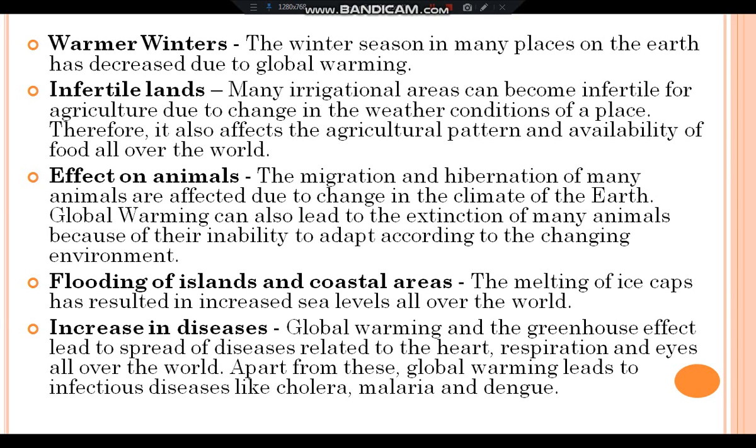Effect on animals. The migration and hibernation of many animals are affected due to change in the climate of the earth. Global warming can also lead to the extinction of many animals because of their inability to adapt to the changing environment. Flooding of islands and coastal areas. The melting of ice caps has resulted in increased sea levels all over the world.